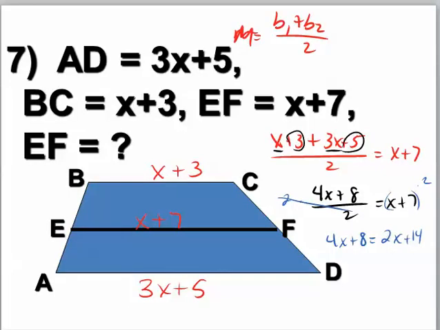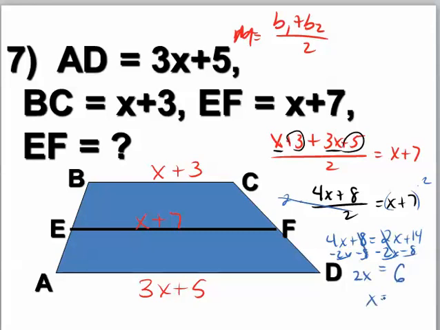I apologize for that happening in the video. If we subtract 2x and subtract the 8, hopefully the screen is back, we have 2x equals 6, and when we divide, x is 3. Now they are asking us to plug in and find the length of EF. So we're going to take the fact that x is 3 and plug that back in. So 3 plus 7 gives us the length of EF is 10.